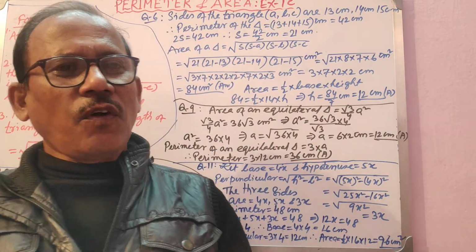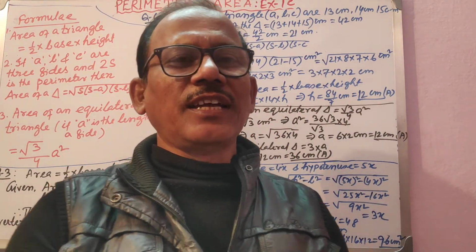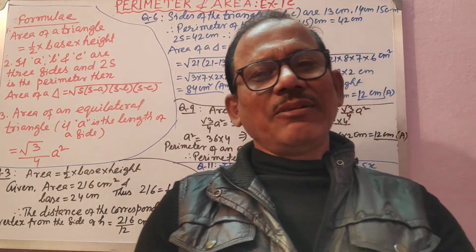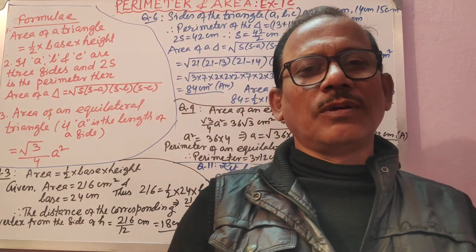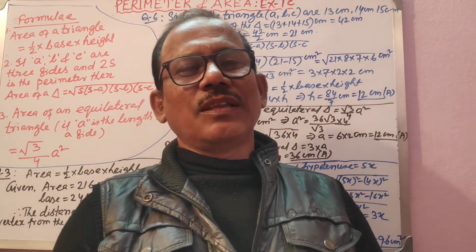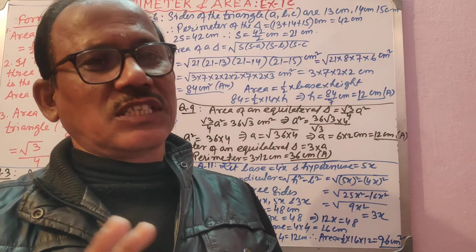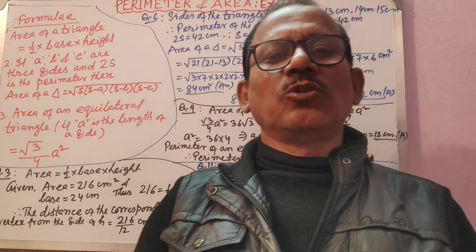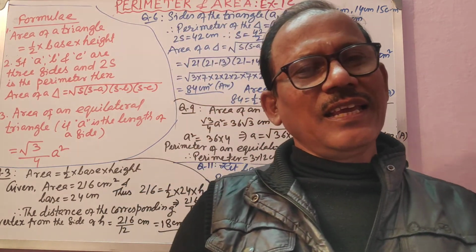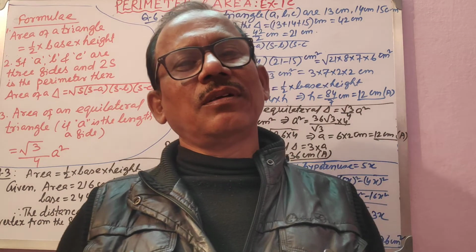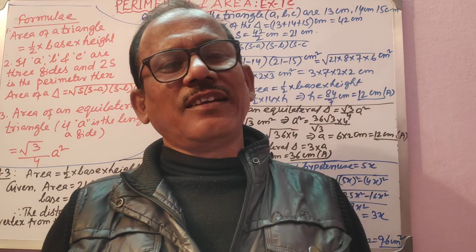Then there is another formula, which is called Heron's theorem. If you know three sides of the triangle, you can find out the perimeter, and divide the perimeter by 2. That is called the semi-perimeter. So the area is root over of semi-perimeter into semi-perimeter minus side A into semi-perimeter minus side B and into semi-perimeter minus side C.